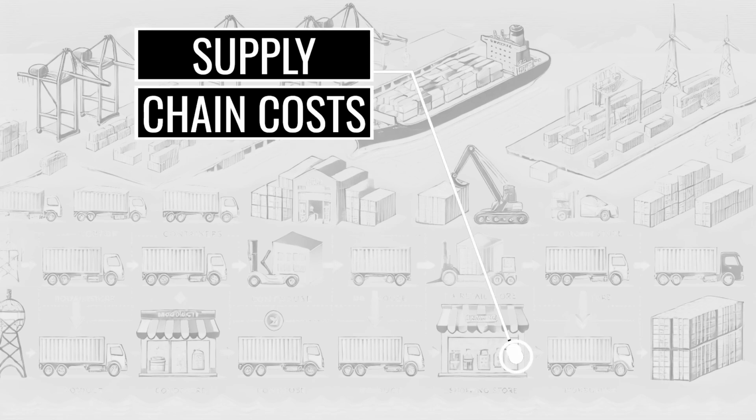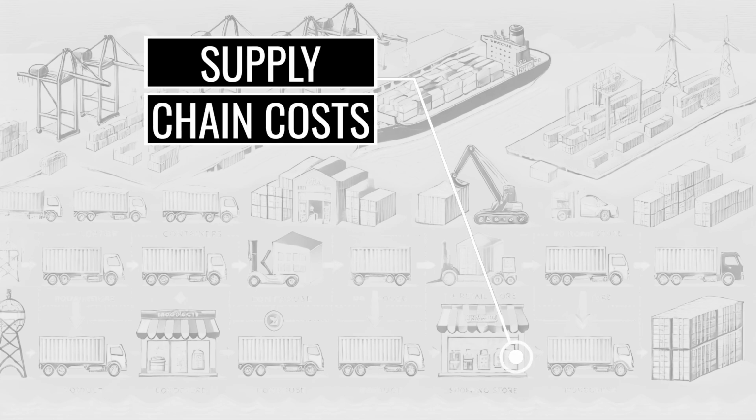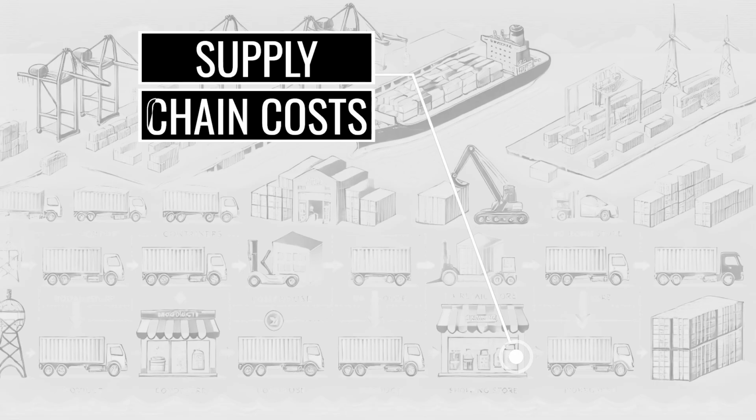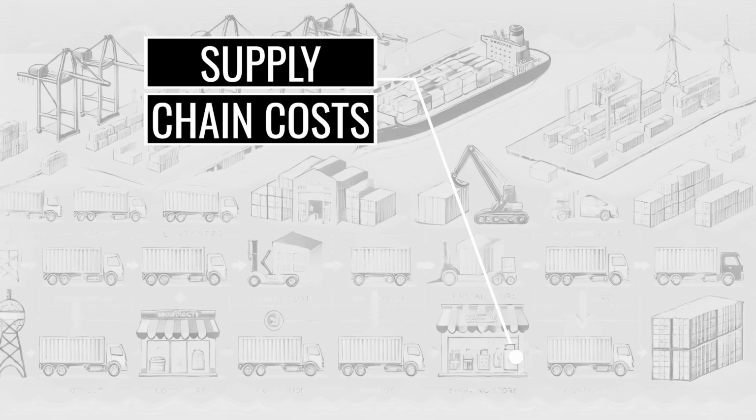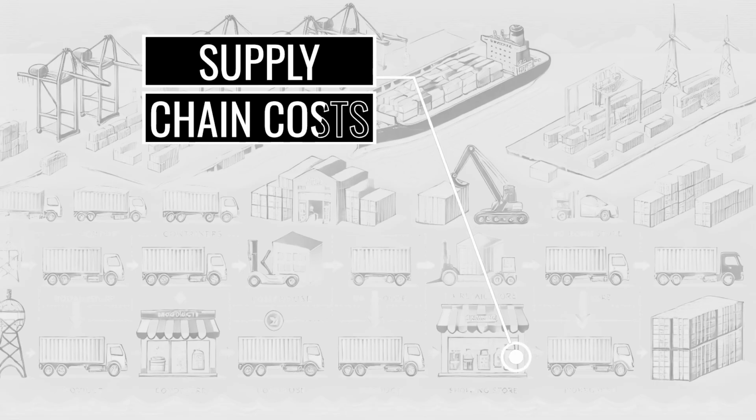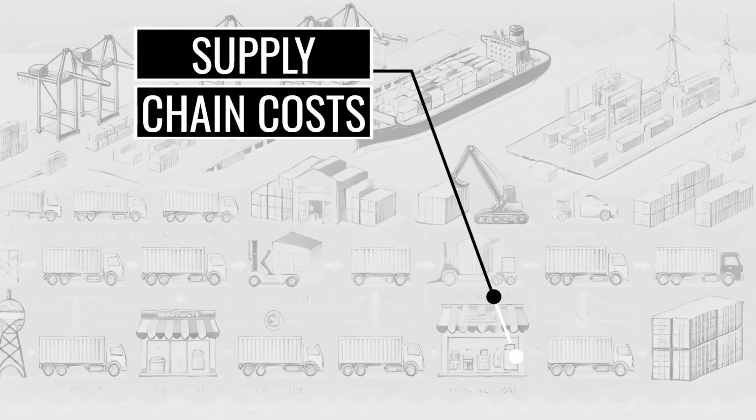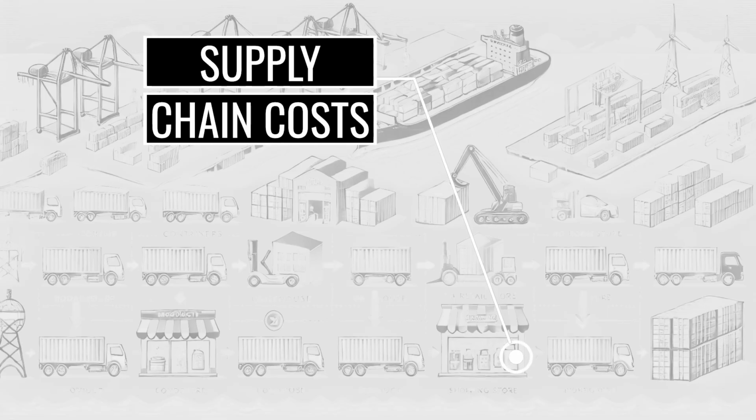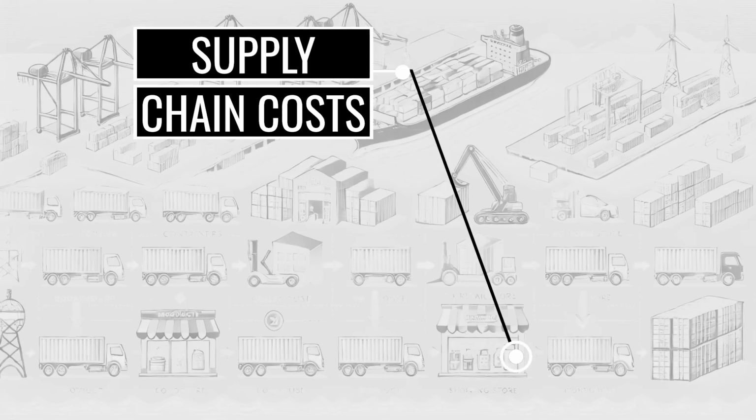Supply chain costs. Many products are made using components sourced from different countries. For example, a car assembled in the US might have parts made in China, Japan, and Mexico. If tariffs are placed on these components, the overall cost of the finished product will increase, leading to higher prices for consumers.